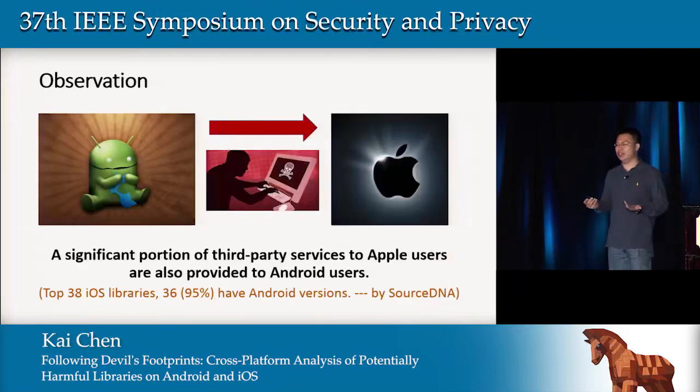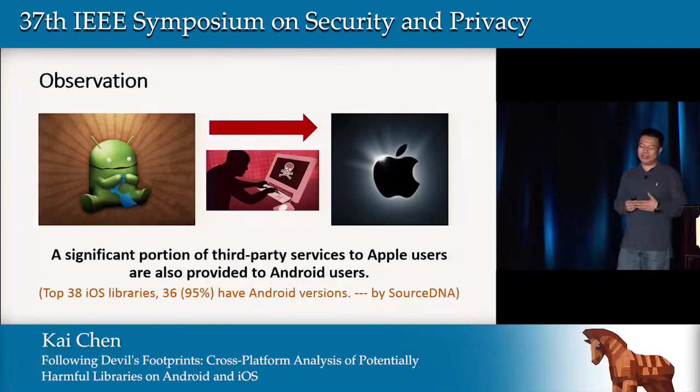So this is our observation. We found a significant portion of third-party services for Apple users are also provided to Android users. The data is from SourceDNA. In the top 38 iOS libraries, 95% of them have Android versions. So our idea is to use these Android library versions, do a mapping, and use this information to map to the iOS side and check for potentially harmful libraries on the iOS side.